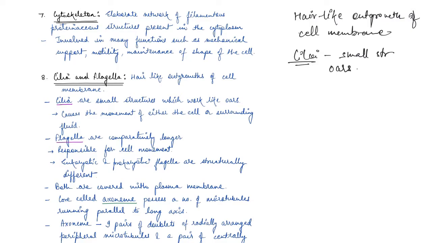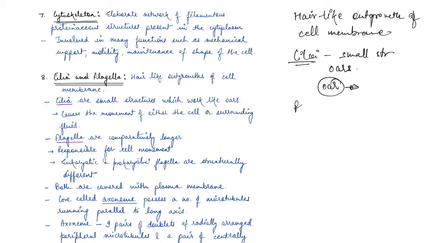So guys, do you know what an oar means? An oar is the object which you use to row your boat. It is a wooden stick which is flattened at one end, which you dip in water and you row your boat, right? So cilia work like how the oar of a boat works, and therefore help in movement either of the cell or of the surrounding fluid, right?